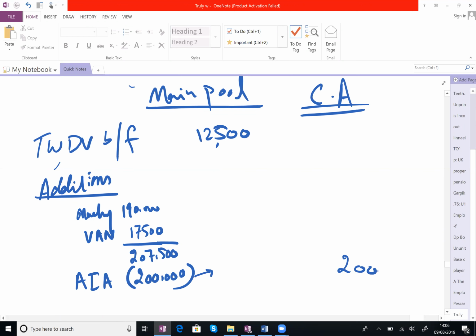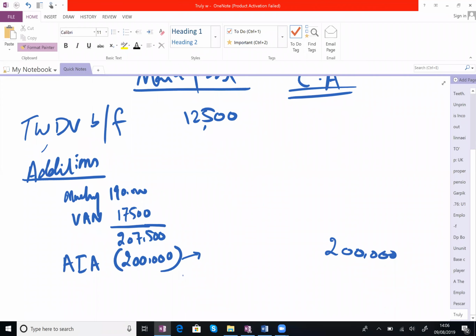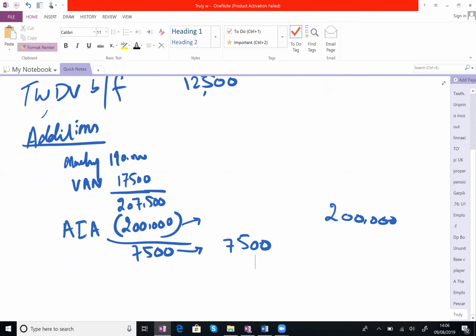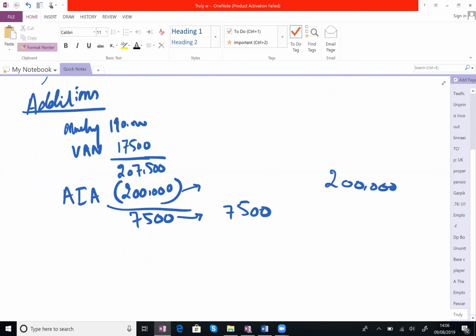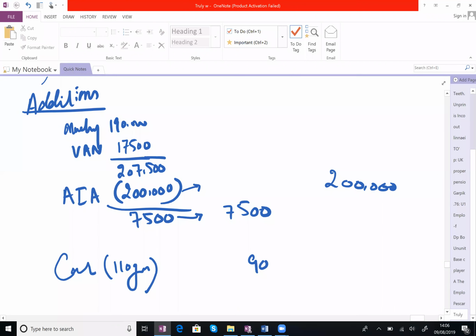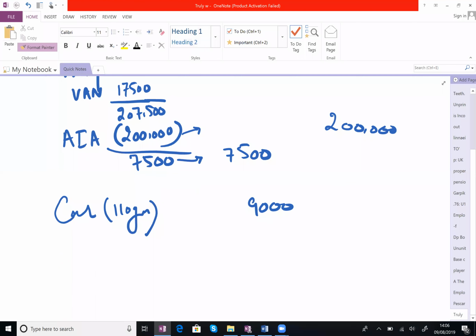Quickly put this 2 lakh in the final column capital allowance figure, and the remaining 7,500 will transfer to the main pool, right? Because plant, machinery and van both are main pool items. So the remaining figure after capital allowance will be transferred to main pool items. And now you purchased the car, and the car emits 110 grams. 110 means it is a main pool item, 9,000 included in the main pool. Any other thing you purchased? These are the only things you purchased during the accounting period.